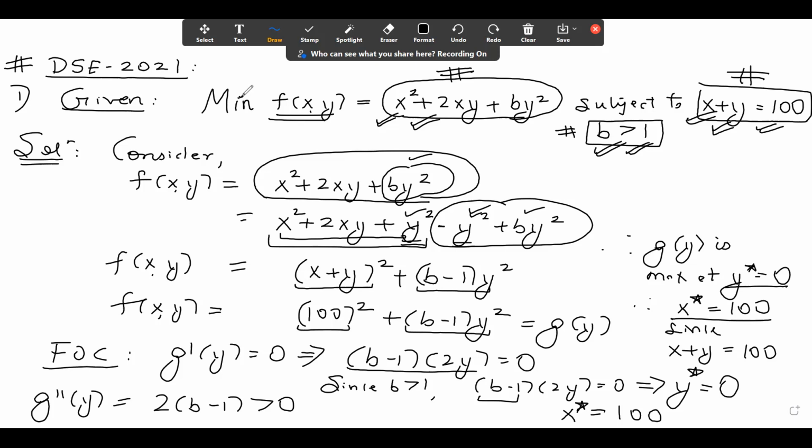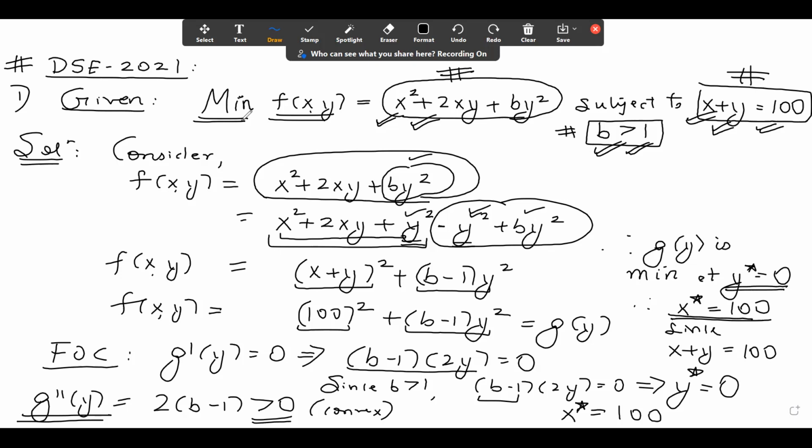Objective was to minimize f of xy, because you are seeing that the double derivative g double dash y is greater than 0. So I can say convex. Convex means you have a minima. So please make this correction, all students who are attending this lecture. I can write g of y is minimum at y star equal to 0 and x star equal to 100. The correction I'm repeating again: the objective is to minimize f of xy, not maximize. And second, the function f of xy is minimum at y star equal to 0 and x star equal to 100.